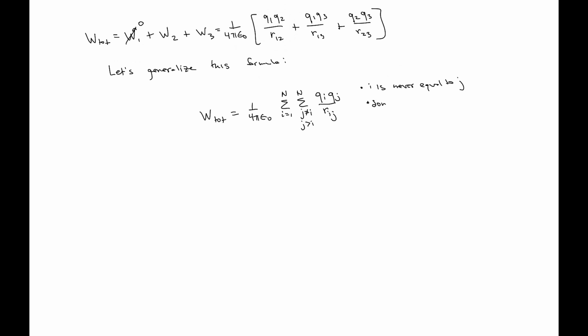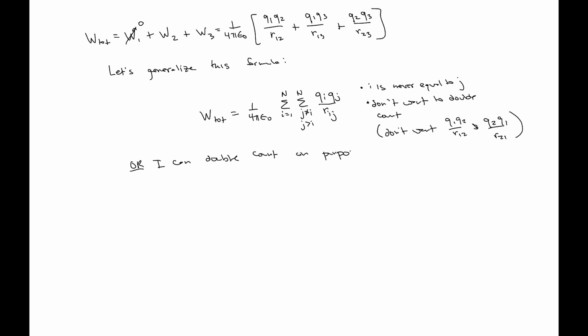And then I don't want to double count. Okay, so essentially I don't want Q1, Q2, R12, and Q2, Q1, R21. That'd be counting the same thing twice. All right, but I can double count on purpose. Fancy physics here. And then divide by 2.